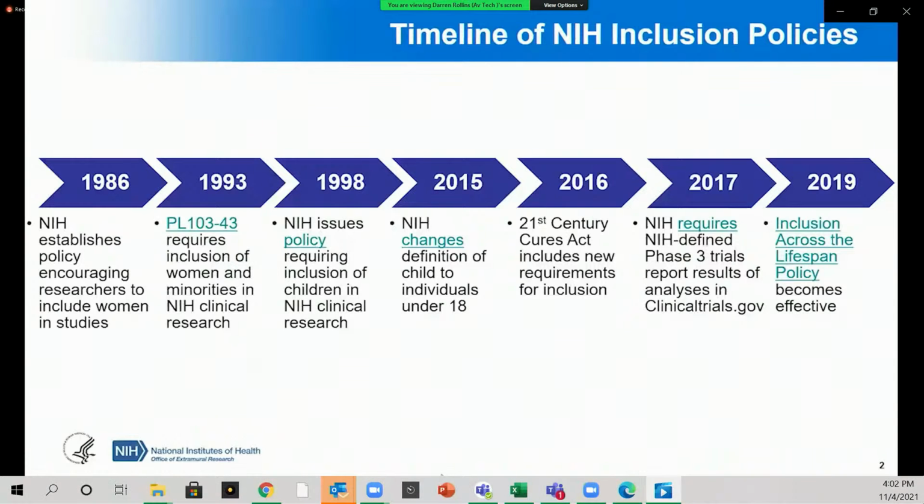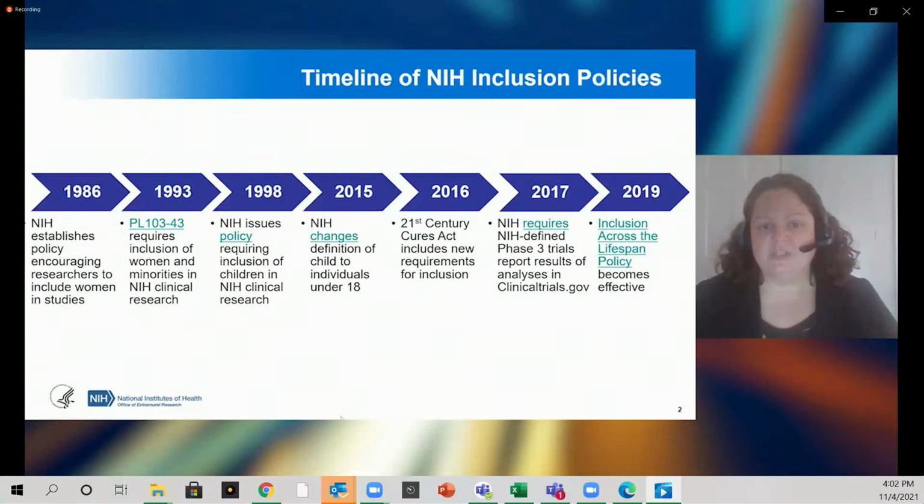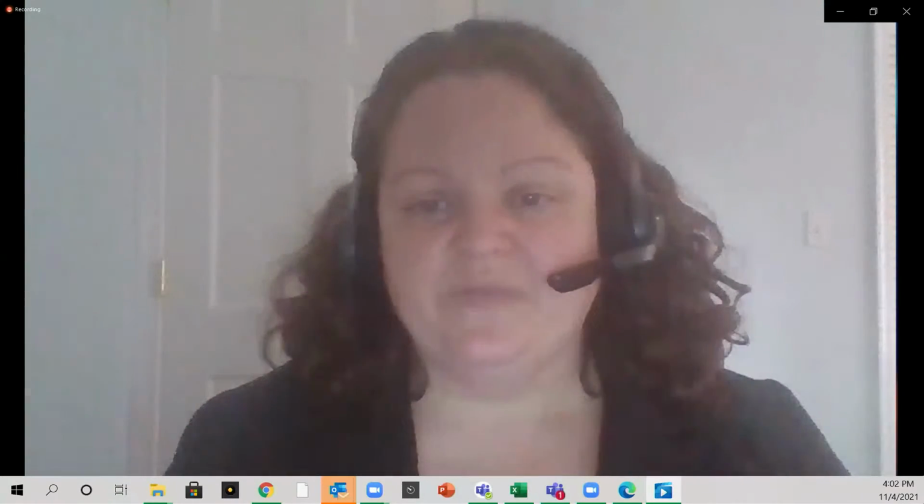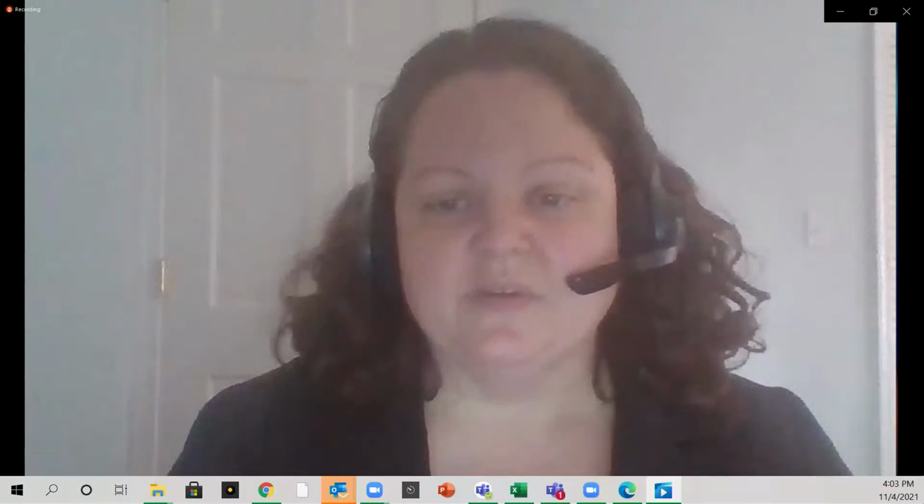In 2016, the 21st Century Cures Act was enacted, and it included a number of provisions and requirements for inclusion. We started implementing those requirements, and in 2017, NIH began to require NIH-defined phase 3 clinical trials to report the results of analyses by sex or gender, race, and ethnicity in clinicaltrials.gov. And in 2019, we implemented the inclusion across the lifespan policy, and it became effective for applications submitted for due dates January 25th, 2019 and later. So now that I've told you a little bit about the history of our policies, I'd like to talk about the current status of those policies.